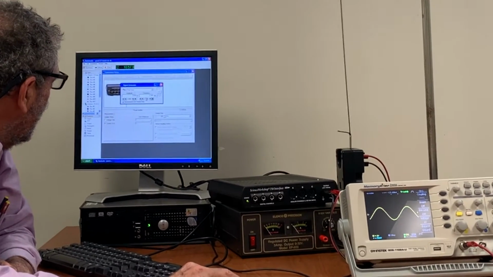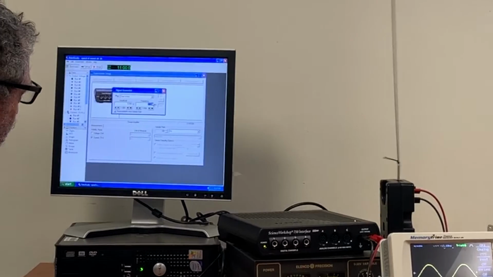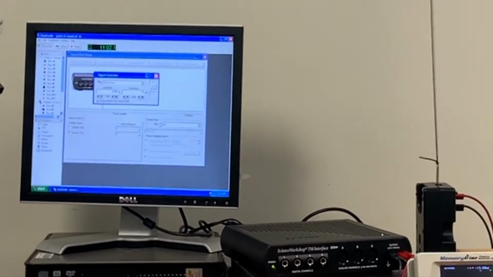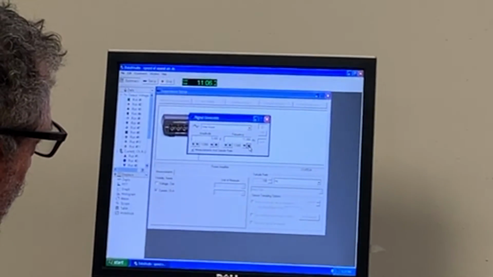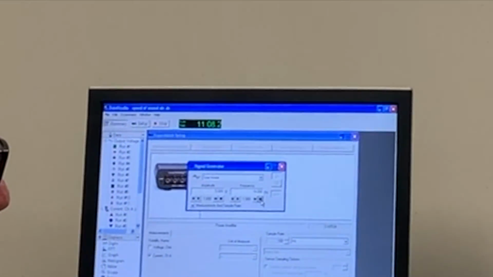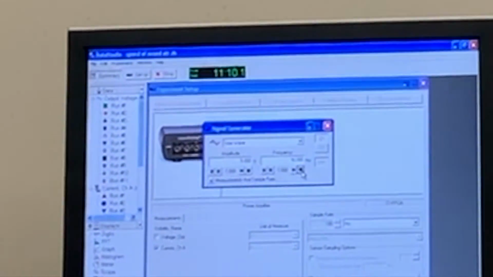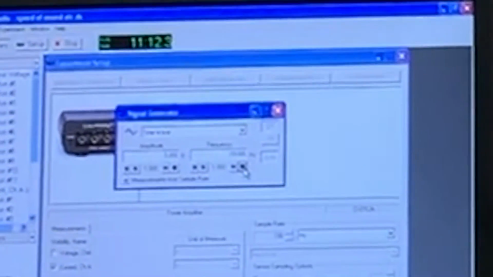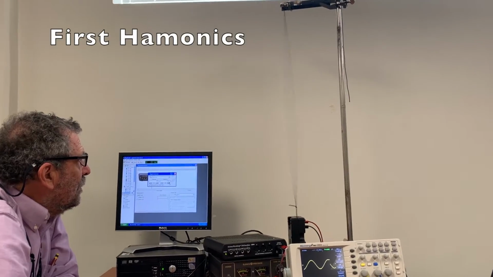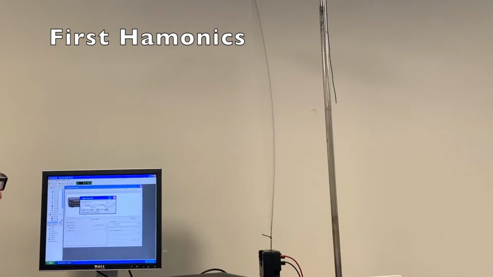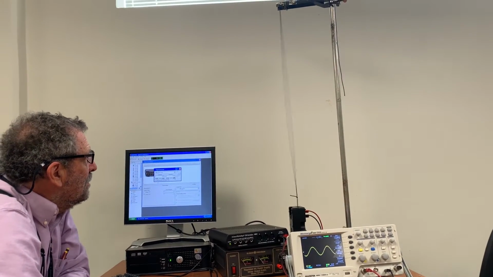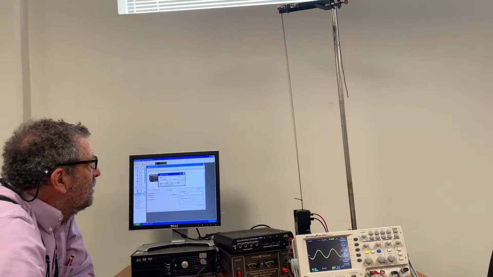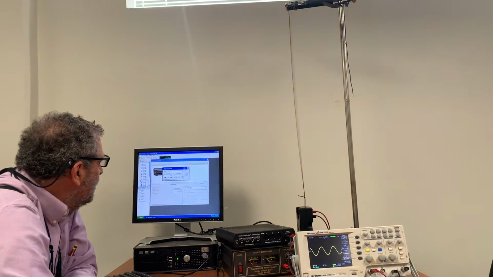Actually it's 0.8, so let's make it 10 even, right? 10, 11, 12, 13, 14, 15, 16, 17, 18, 19, 20. That looks pretty good. 20. Right. We hit our first harmonic, in increments of 1 hertz.